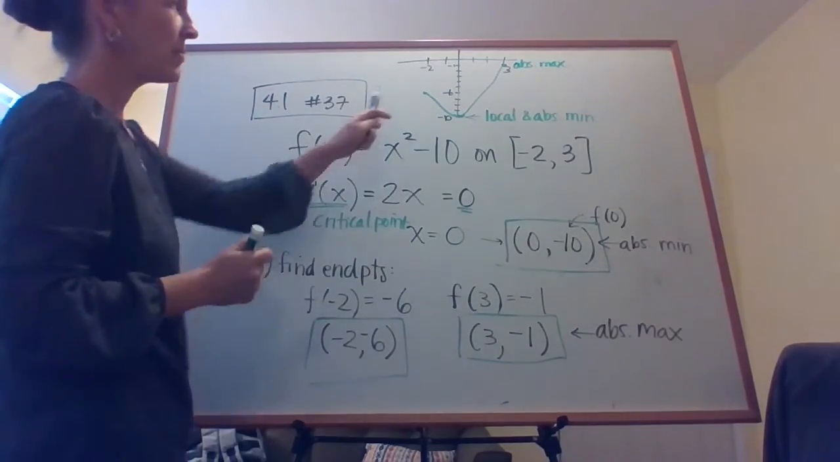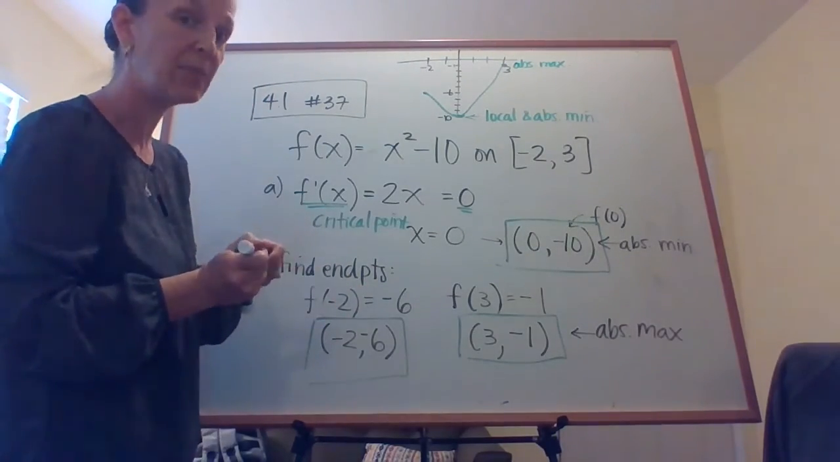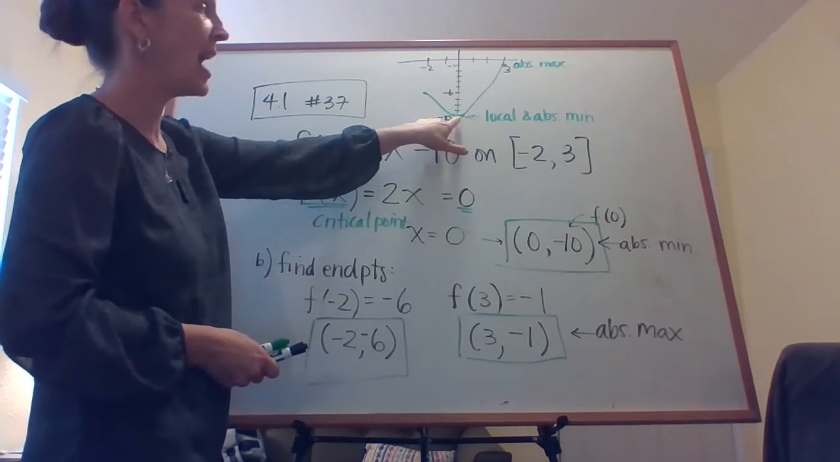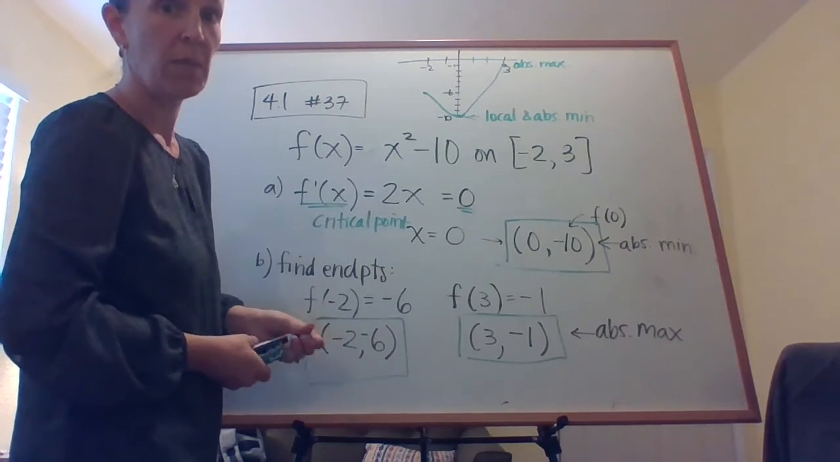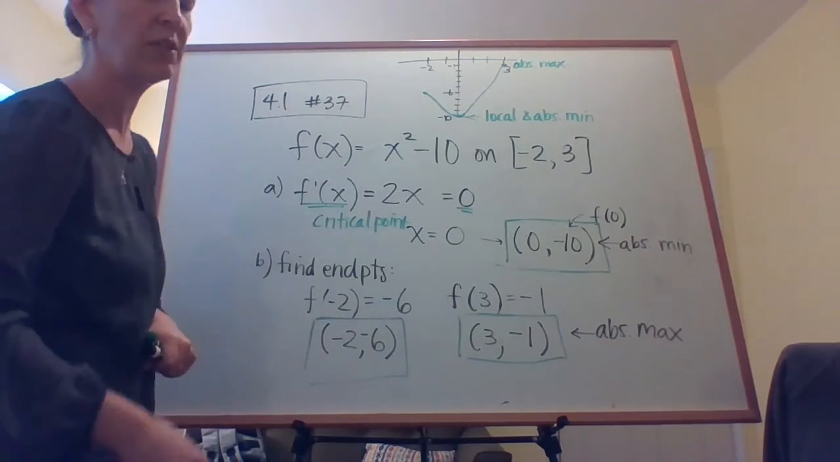Remember that endpoints cannot be local max or mins. They don't have neighbors, okay? But places where the derivative is 0 have the potential to be a local max or min because they're in between the interval. Okay, so that's problem 37 from 4.1.